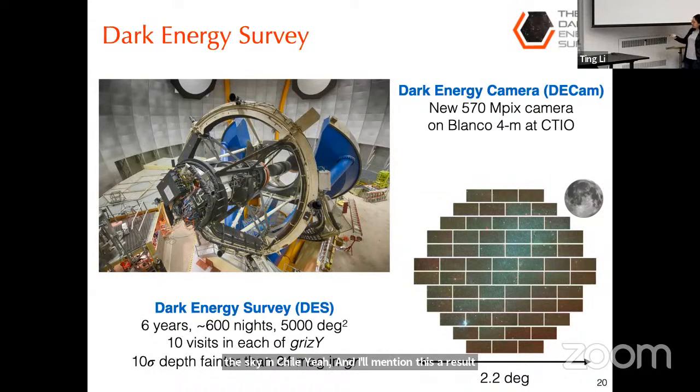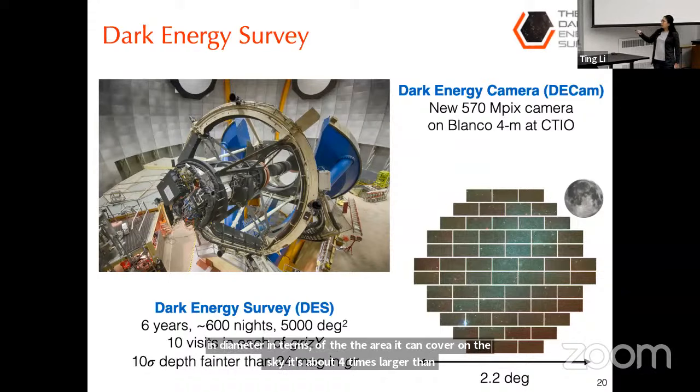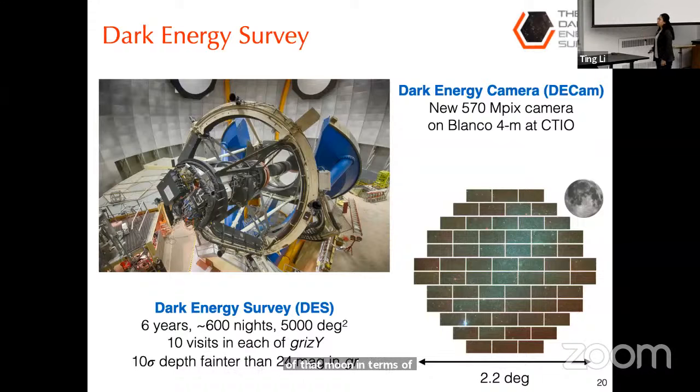So this is how big the camera is on the sky. It's about 1 meter in diameter. Just think about how big. It's like the detector on your phone, right? The camera on your phone, but it's about 1 meter in diameter. In terms of the area it can cover on the sky, it's about 4 times larger than the moon in terms of angular size. So we couldn't finish the survey, but we have been using it to find a lot of galaxies.